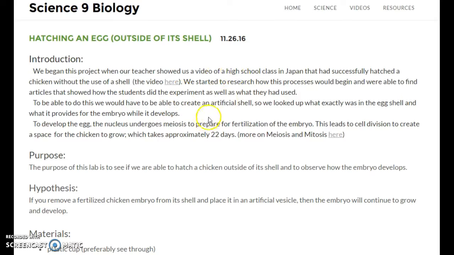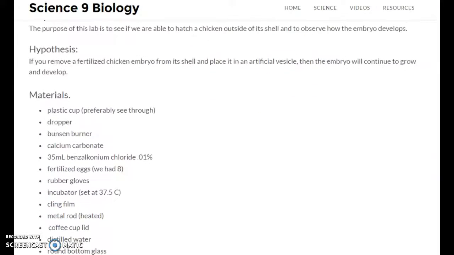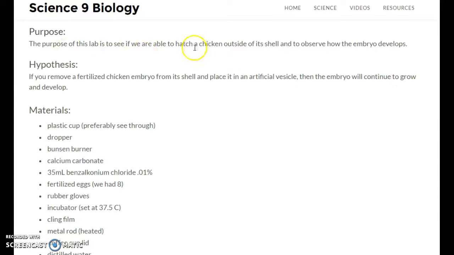This is our introduction where we talk about how we came to want to do this experiment and how it started off with our teachers showing us a video about Japanese students who successfully hatched a chicken without the use of its shell. The purpose of this lab is to see if we are able to hatch a chicken outside of its shell and observe how the embryo develops.